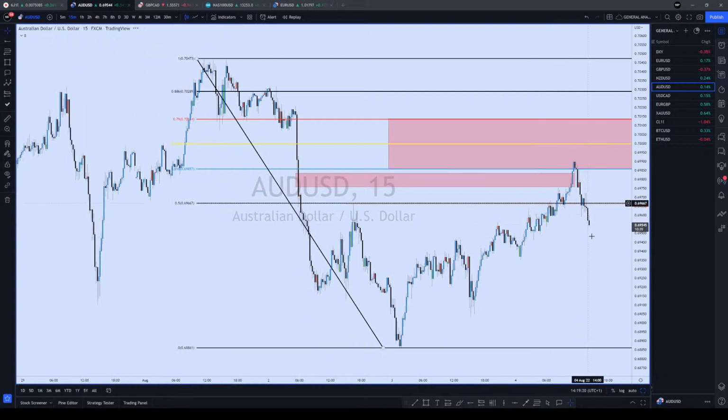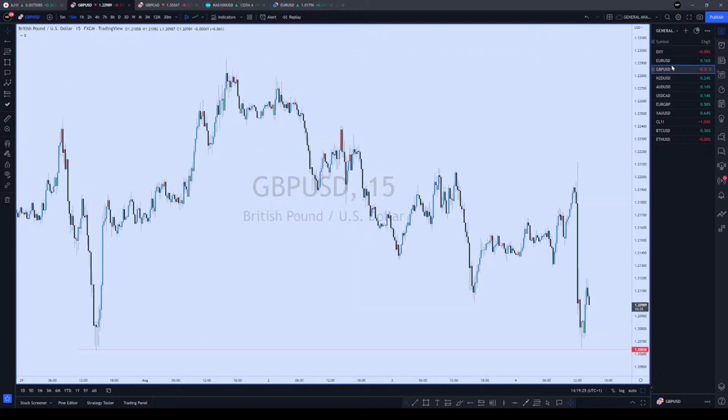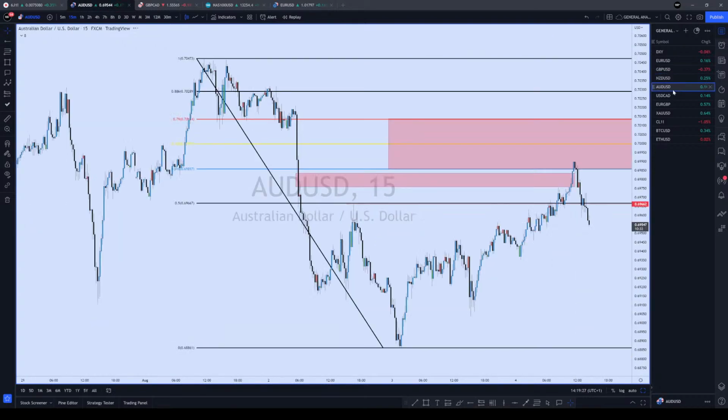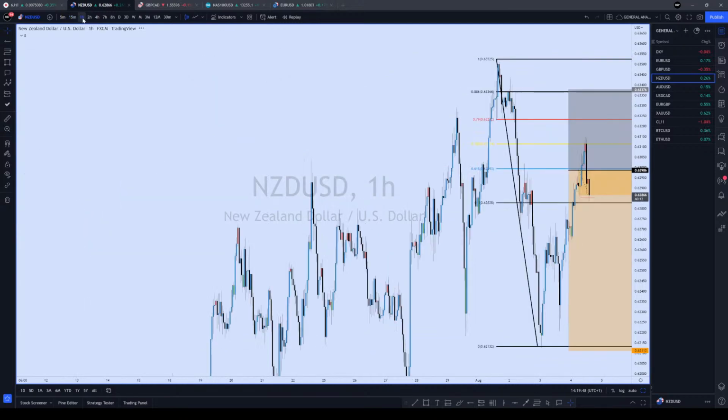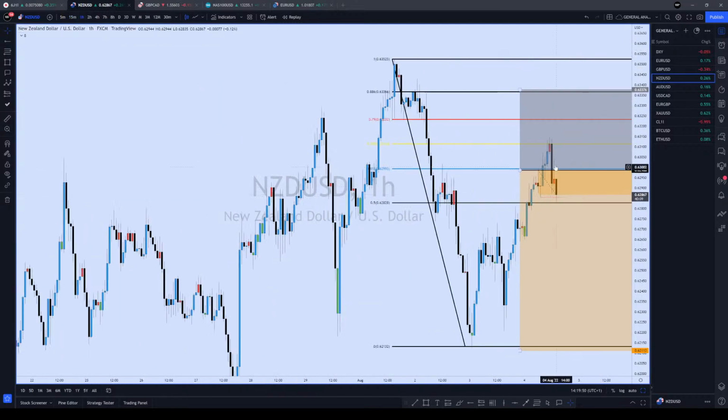I like what Aussie is doing, because I did not take part in the British pound, so I gambled everything on this. So I like what it's currently doing. And then the New Zealand as well, I like what it's doing. This is a low that I was anticipating for them to break, and then once they break that, that can give a potential entry again, because that's the last low.